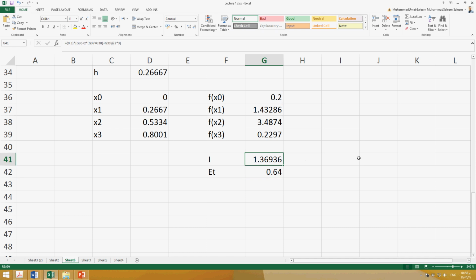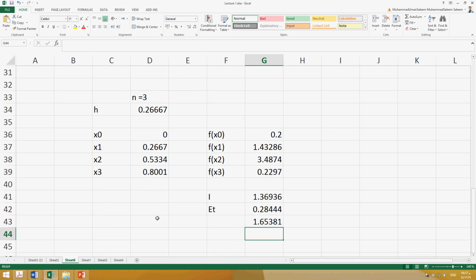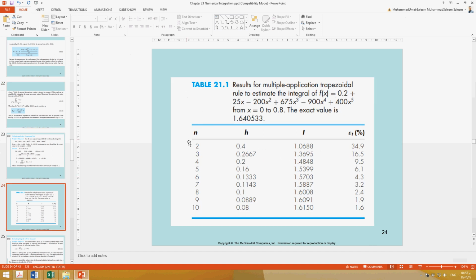So this is 1.3693, and the truncation error will be n squared, so that is 3 squared, that is 9. So this is 0.28, and if you add them together, you will get 1.65, and that's pretty close to the true value. So this is n equal to 3, and the same way you can keep on increasing, and you will get this table, and in this table you can see the true percentage error keeps on reducing until it becomes 1.6 once you have 10 points.